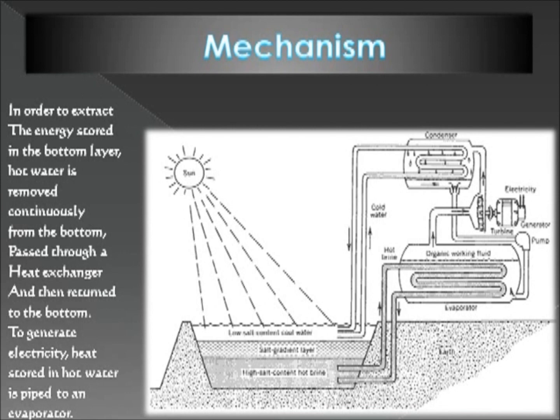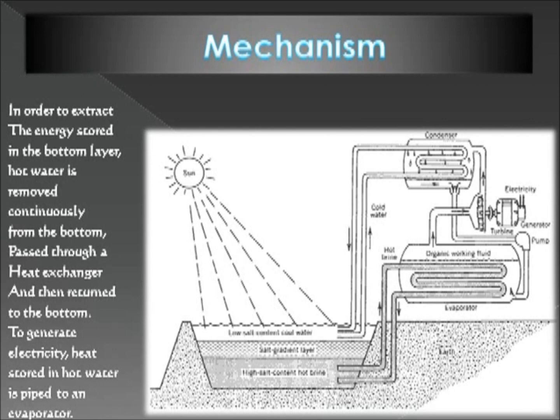Here we come to the mechanism of electricity production or generation. In the figure you can see some apparatus, some pipes which are used for the transportation of hot water and cold water. There is an organic working fluid that runs the turbine, a condenser, a pump and the solar pond. In order to extract the energy stored in the bottom layer, as I said earlier, that energy is stored in the bottom layer, that's why that layer is known as the storage zone.